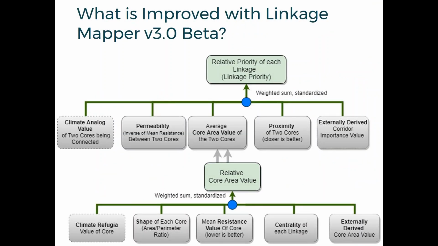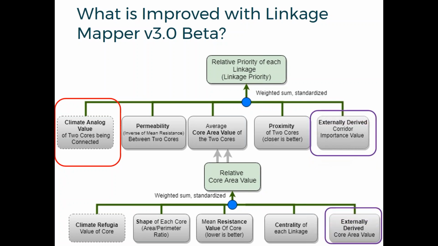So what is improved with Linkage Mapper version 3.0 beta? Well, we've taken the climate analog value component and really fleshed that out in a lot of detail, bringing together two different theories that are in the literature into one formula. And then while I have this slide up here, I'll also point out that there are these two wildcard boxes that allow the end user to also gather additional data on the landscape and throw that in.